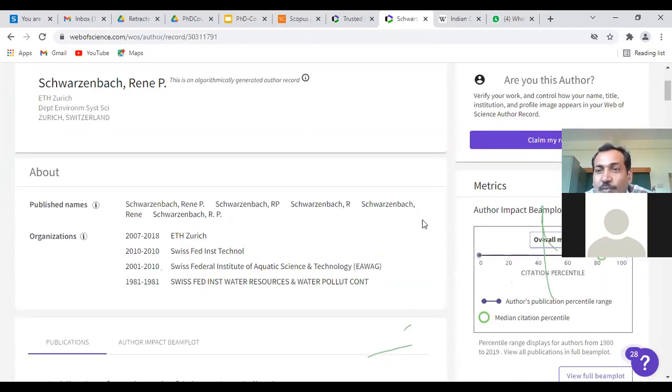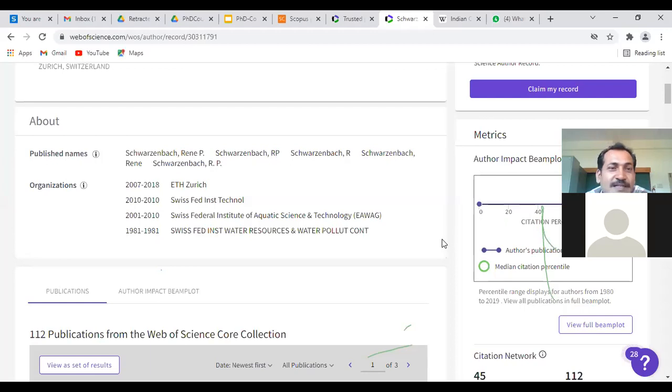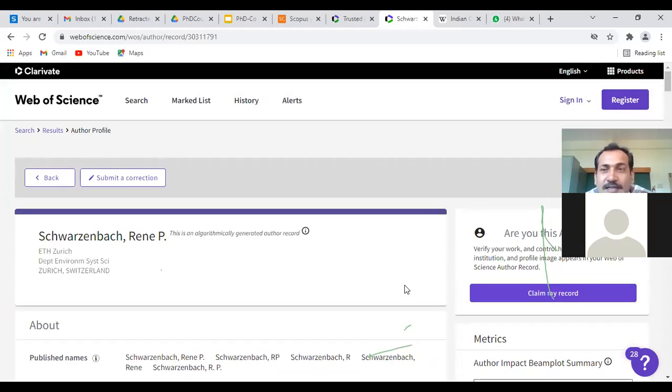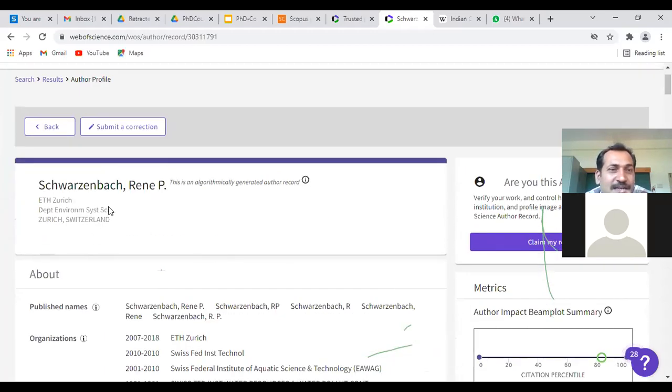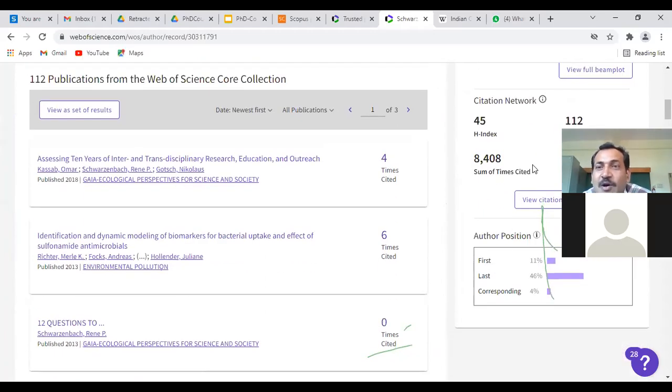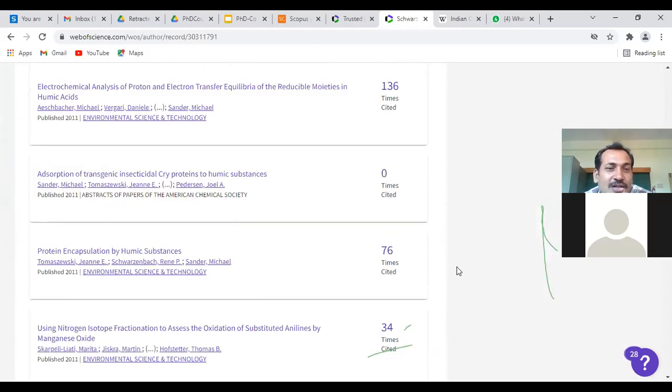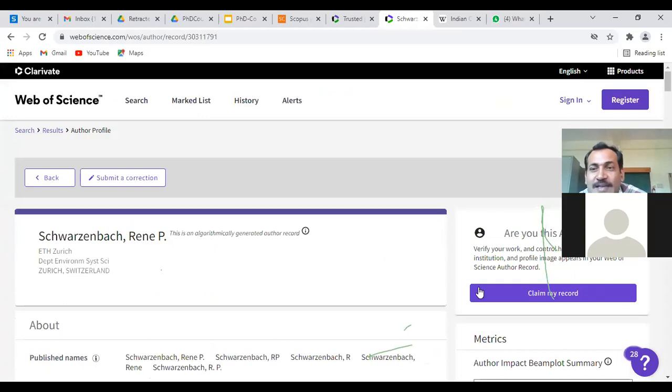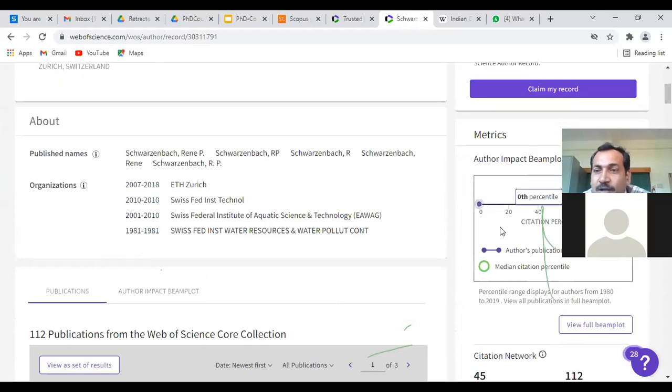The metrics, how many papers he has published, and all the things will be observed, and his details will also be observed here. So I can see that the H index is 45, total publications are 112, and the sum of times cited is 8,000 times. So all these details regarding the author can be seen.